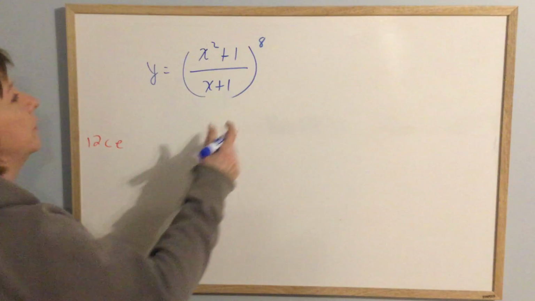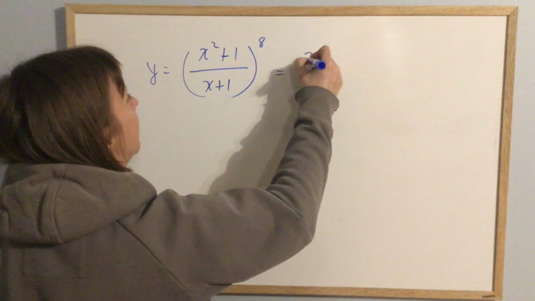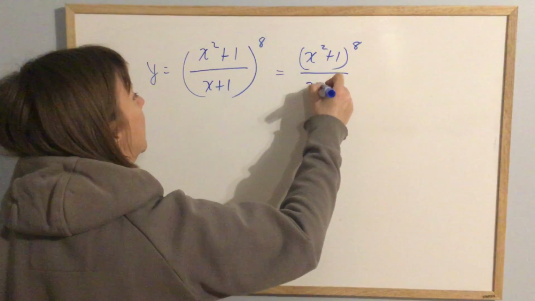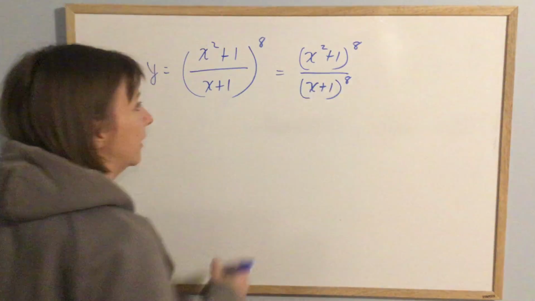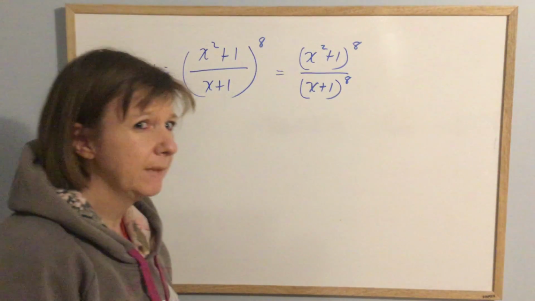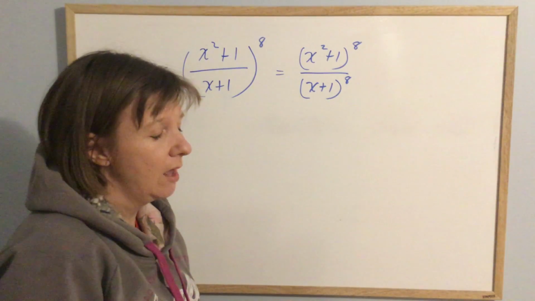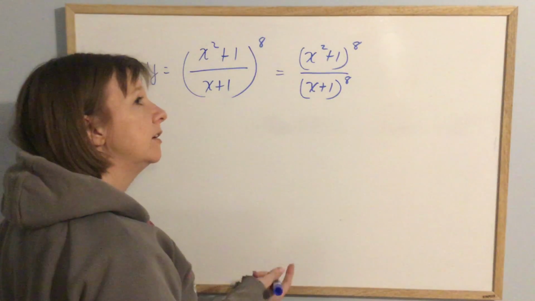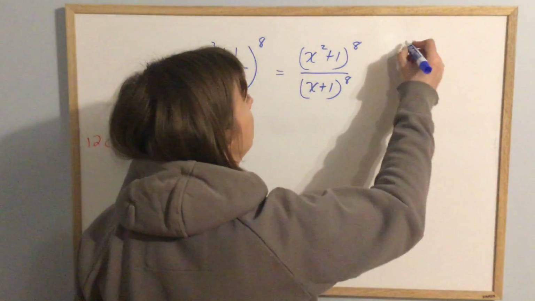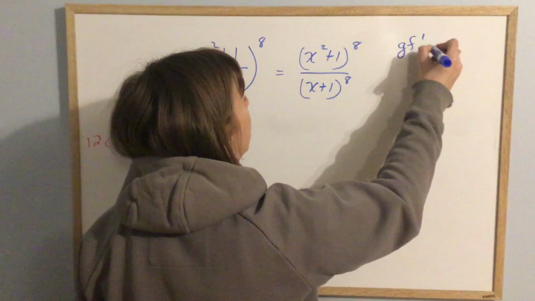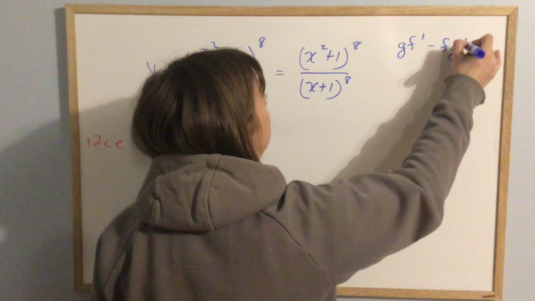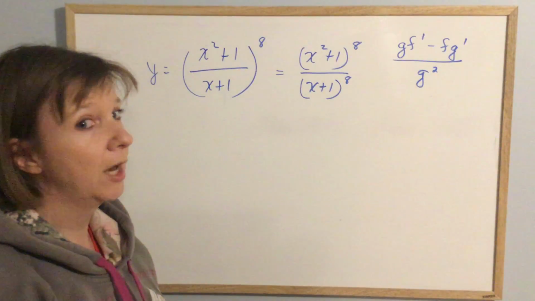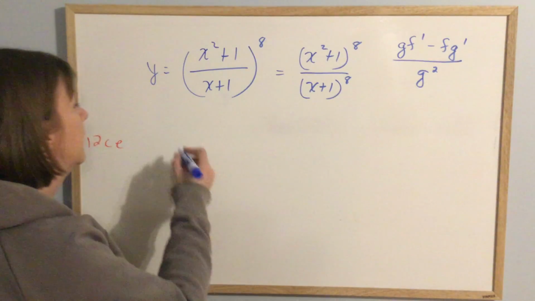Here's what I would do with that. If both of those are to the 8th, I can write that as x squared plus 1 to the 8th over x plus 1 to the 8th. I think I'd write it that way. That's where my brain's headed. If I do that, I am dividing two things. I'm thinking quotient rule. I'm thinking g f prime minus f g prime all over g squared. I'm not happy about it, but that's what I'm thinking.